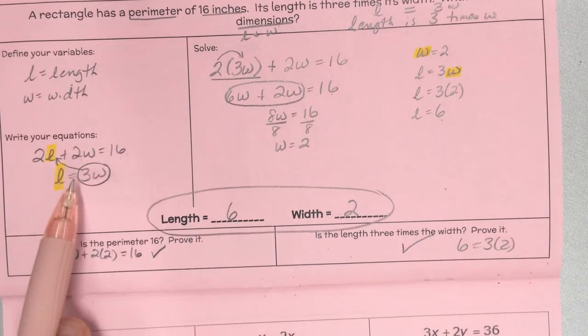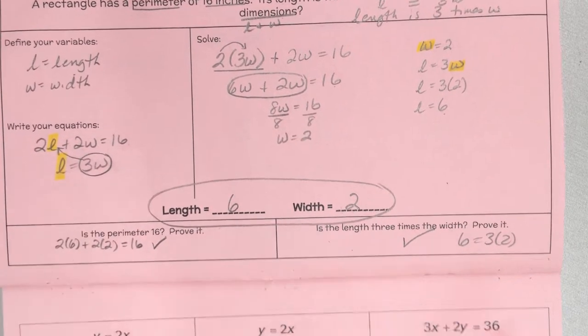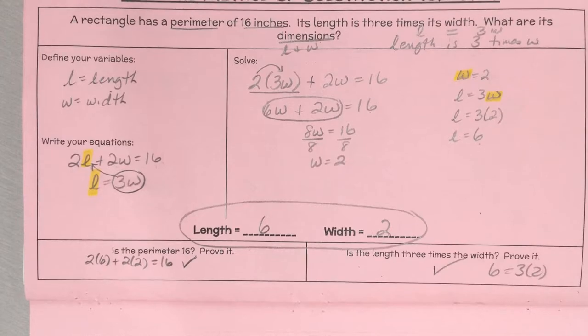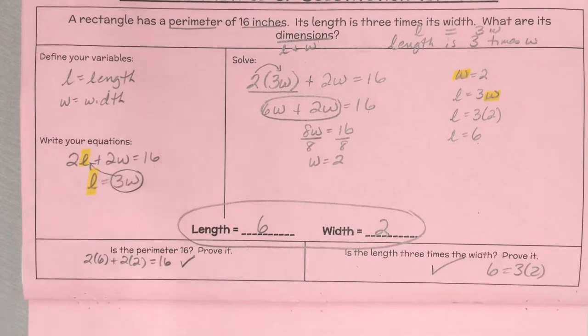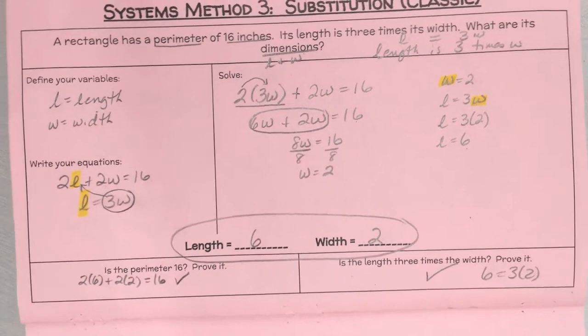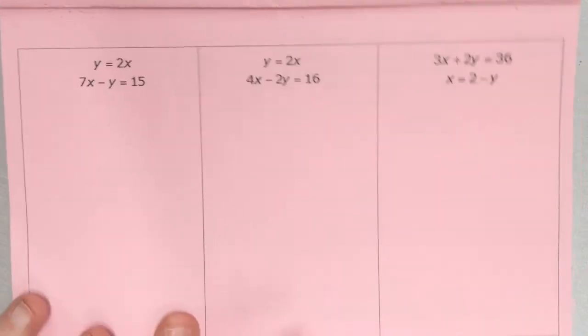And again, this is the reason why I like to use variables that match the situation. Now, if you don't like them, that's fine. You can still use X and Y, but you just have to make sure that you always keep track of which variable is which. All right? I'm going to do 2 examples with you. We're going to save the third one for you to do in class.